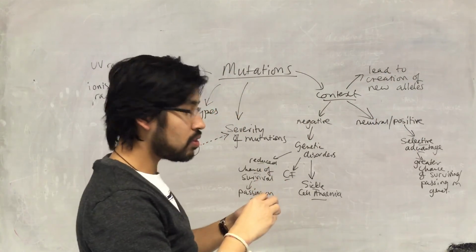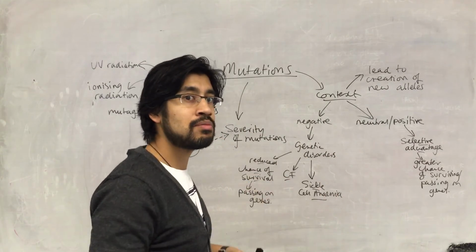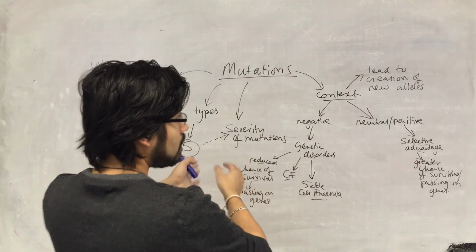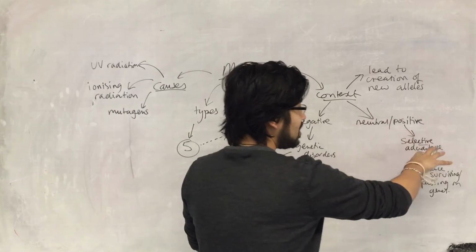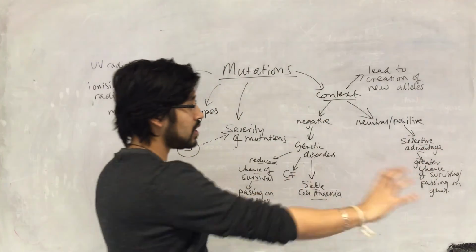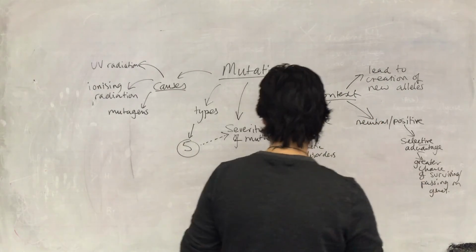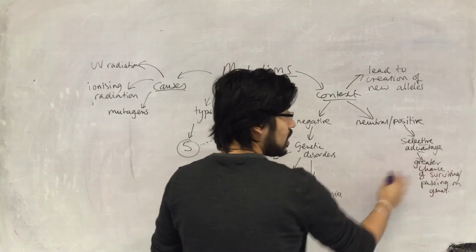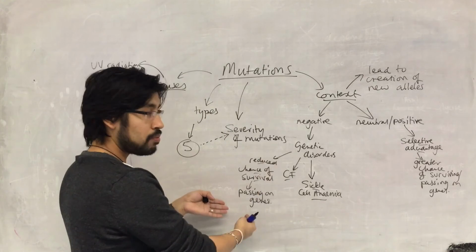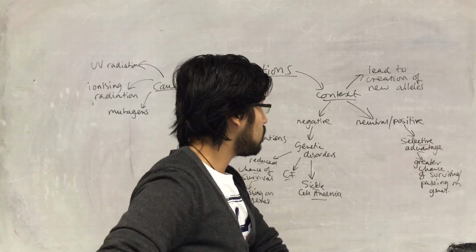Now, if that new version of the gene is not as good as the previous one, we're going towards this direction. But if it's a positive one, we're going towards that direction. Meaning we've got a greater chance of survival and passing on genes, and both of these are involved in evolution. Changes which are not so good don't pass on their genes. They're not selected, and off they go.